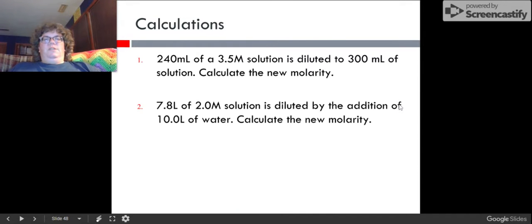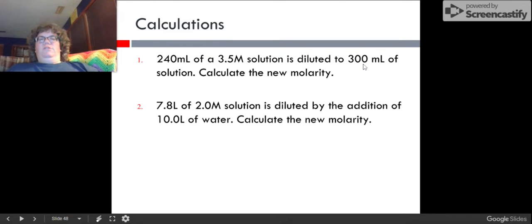So let's try some examples of this. We have 240 milliliters of a 3.5 molar solution, and we want to dilute that to 300 milliliters of solution. What's the new molarity? Calculate that new molarity. So we have 240 milliliters, and this is the concentration. If we dilute it to make it 300 milliliters, what's the new concentration?